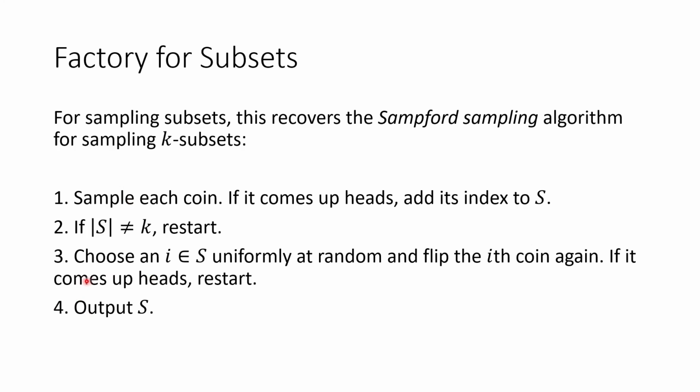So the interesting thing, and this is common in a lot of these Bernoulli factories, is that if you terminated right after step 2, if you output S as long as S had exactly k elements, your set would be biased. It would not have the correct marginals. You really need to do this third step to correct the marginals of S. And the same sort of thing happens for matchings.